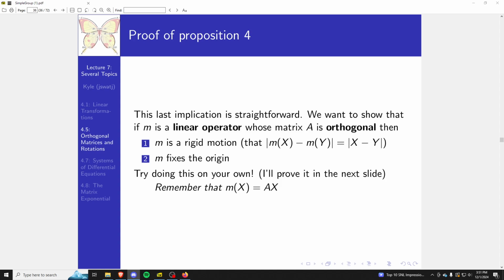I feel like the second part is straightforward if you use this, but the first one is not. You have to use a property for it that we talked about already.